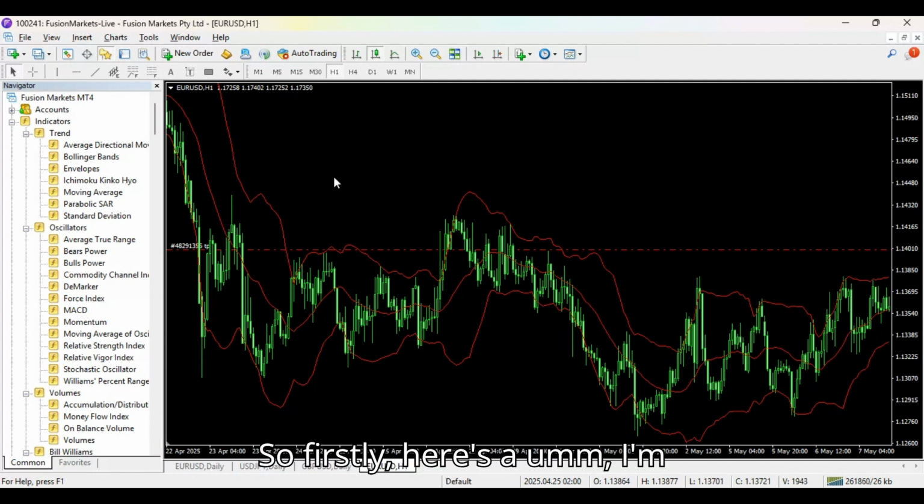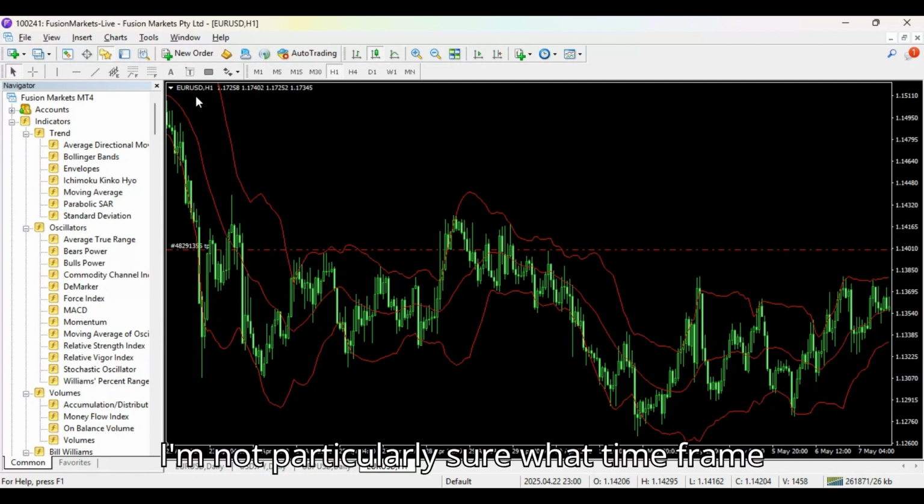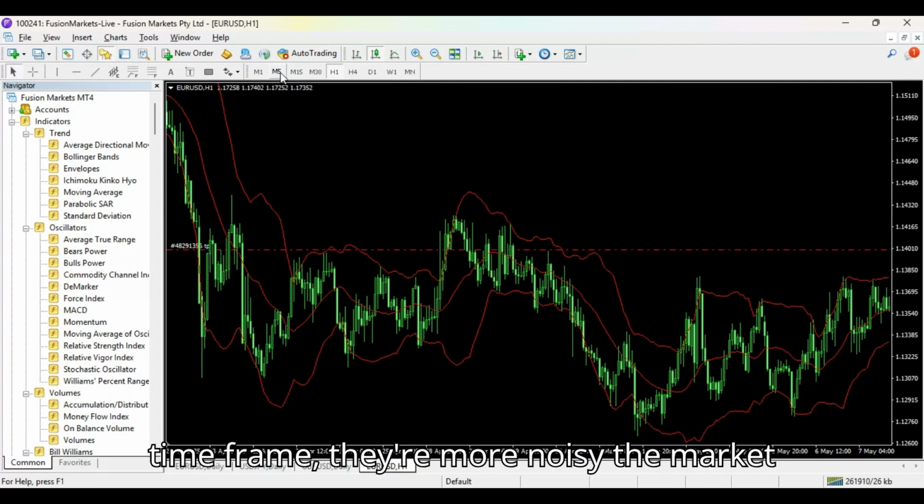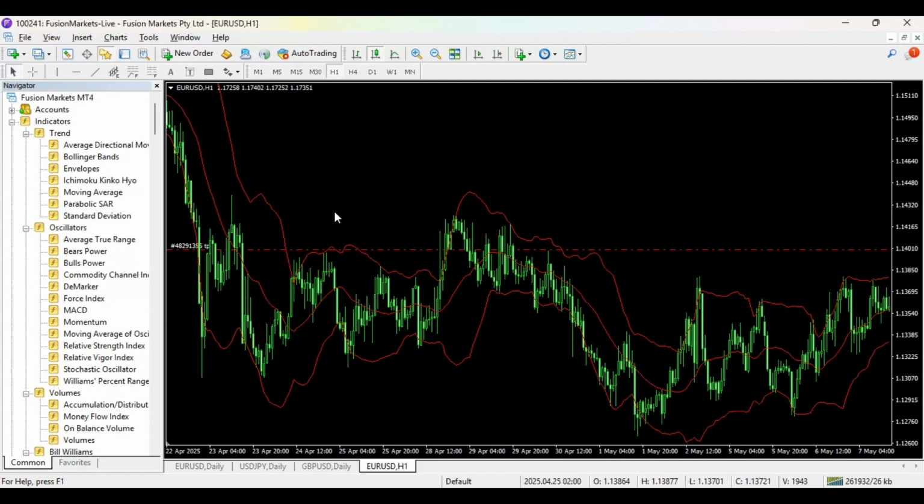Okay. So firstly, here I'm looking at the EURUSD. I'm not particularly sure what time frame this bot is going to work in. However, we can start with a 1 hour, or we could also try and make it work on 5 minutes. It just really depends. Usually, the lower the time frame, the more noisy the market is. So most traders tend to use the 1 hour, right?